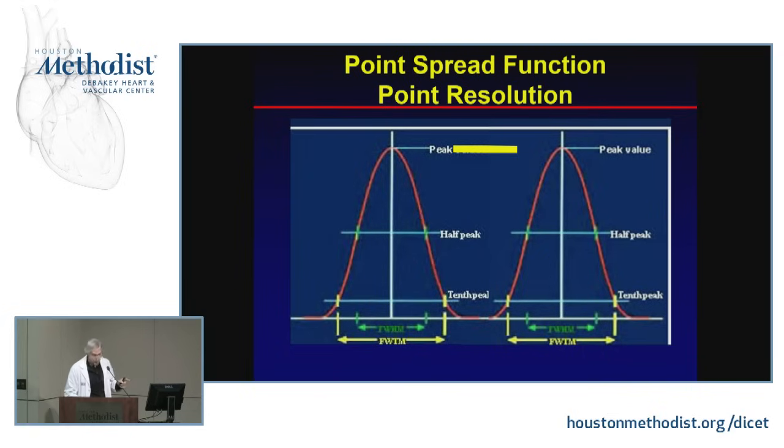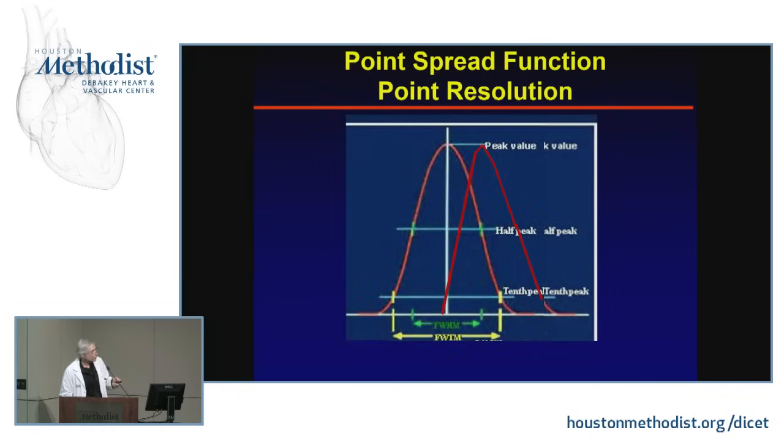Okay? However, in this example, you have a point source here and a point source right here. Now the full width half maximum exceeds the distance between the two points. So now those two points are not going to be distinguishable. They're just going to be a blob. One big blob, okay?